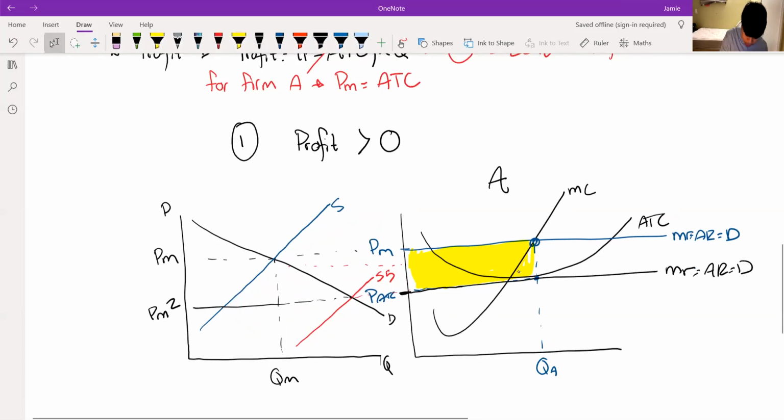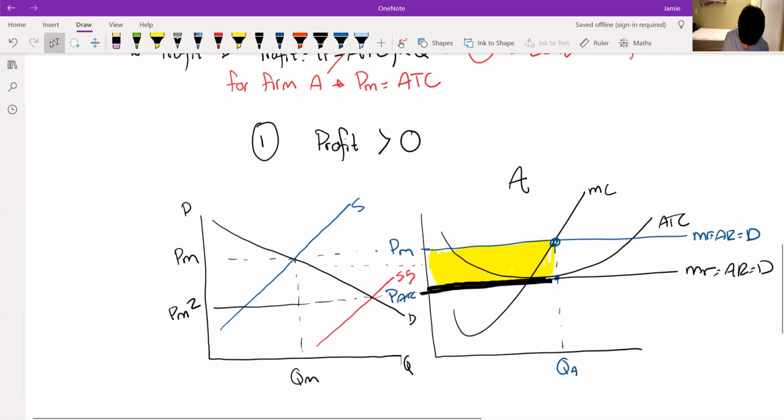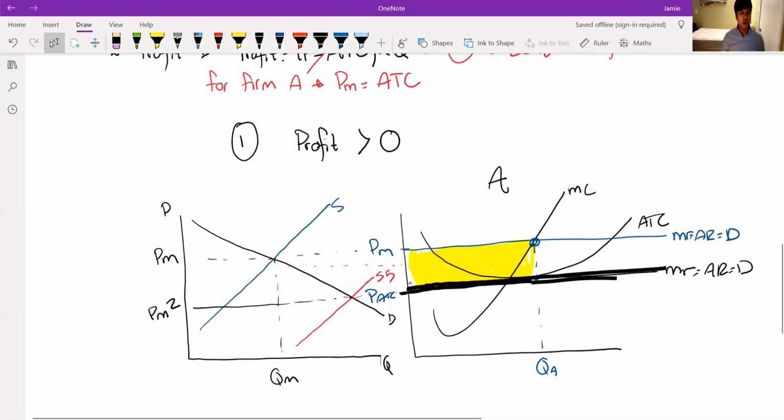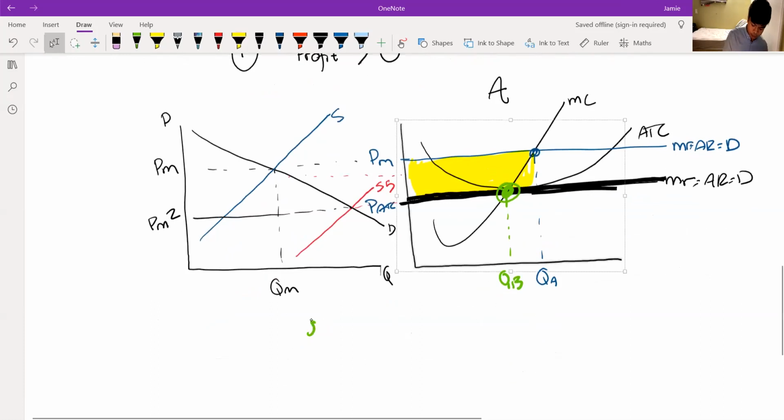I didn't really draw it properly, so why don't I? So where is MR equal to MC? Well, it's going to be right there, which is also tangent to the average total cost, right here. So that is, let's say, QB units. And so this firm is not earning a profit in the long run. Profit is equal to zero in the long run.